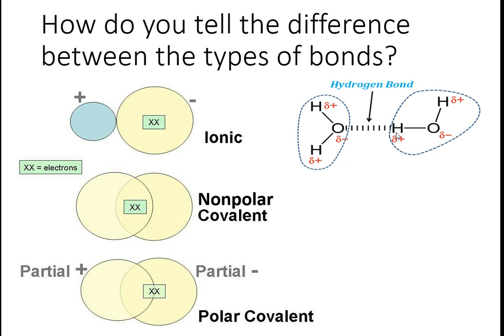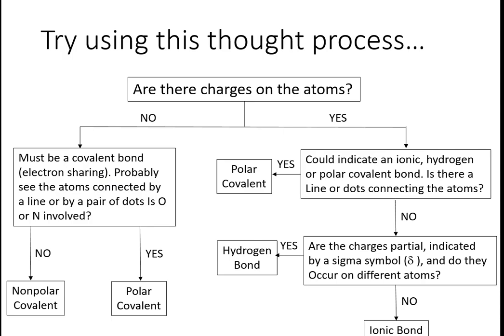And so I came up with a flow chart to help us as we work through identifying: is there a polar covalent bond, or is it a nonpolar covalent bond, or is it ionic, or is it a hydrogen bond?